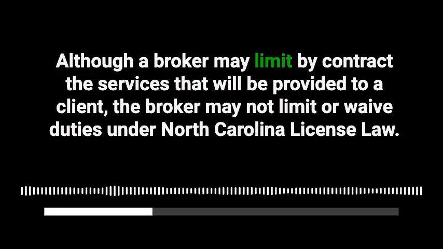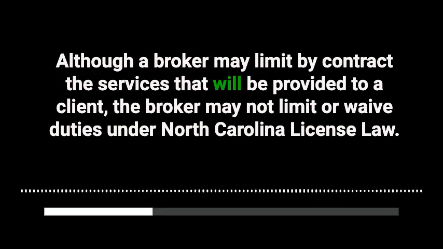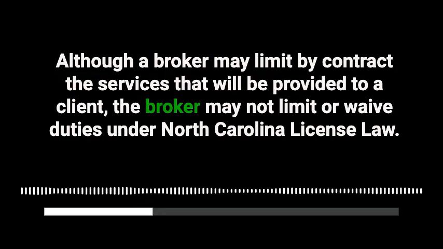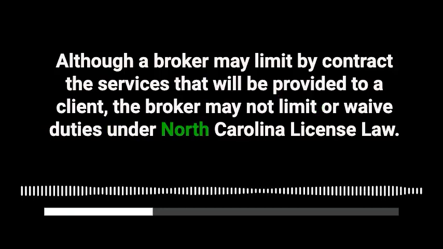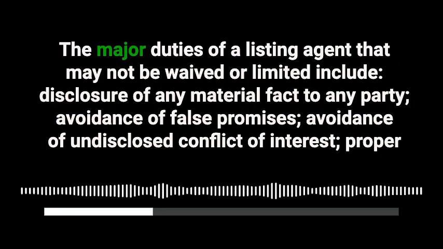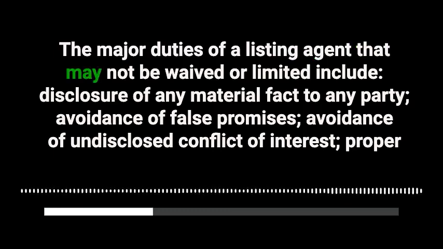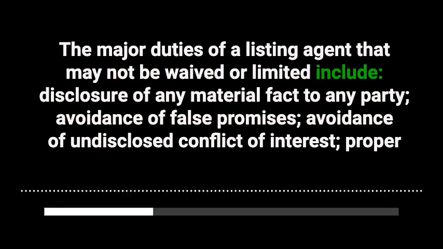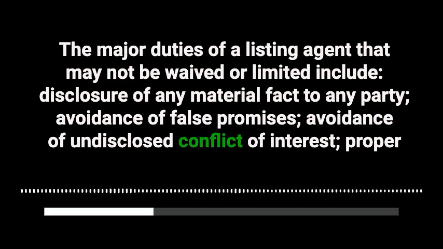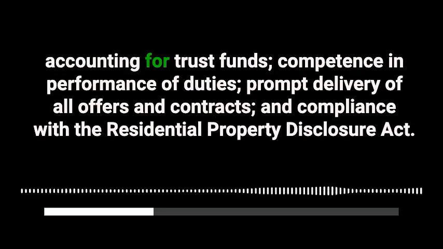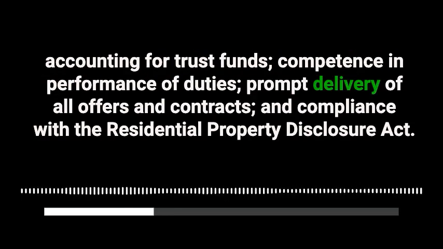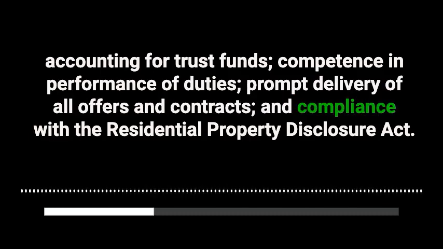Although a broker may limit by contract the services that will be provided to a client, the broker may not limit or waive duties under North Carolina license law. The major duties of a listing agent that may not be waived or limited include disclosure of any material fact to any party, avoidance of false promises, avoidance of undisclosed conflict of interest, proper accounting for trust funds, competence in performance of duties, prompt delivery of all offers and contracts, and compliance with the Residential Property Disclosure Act.